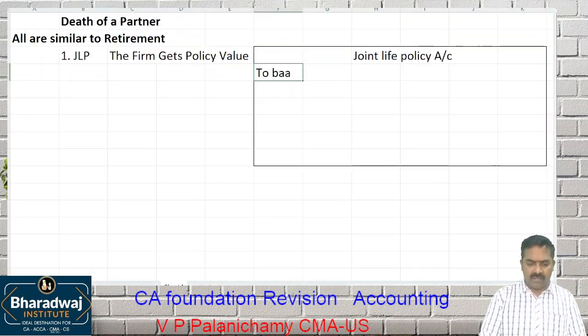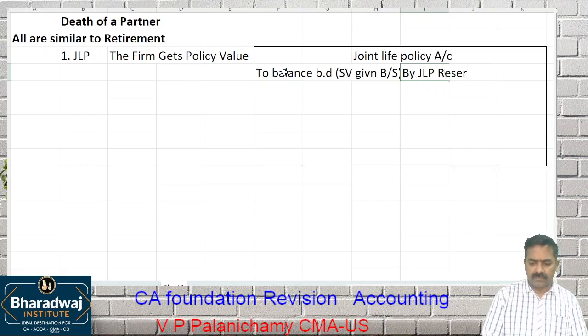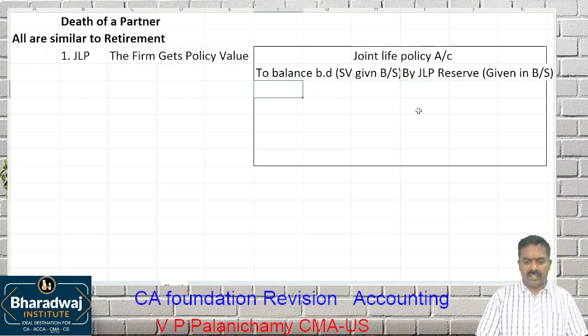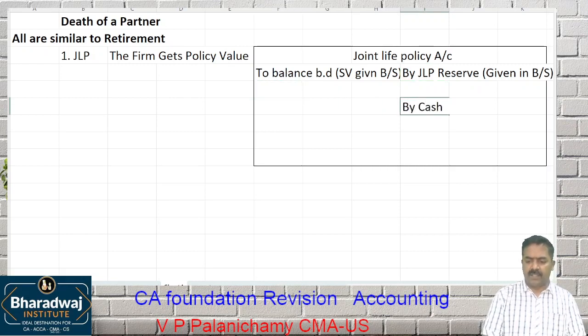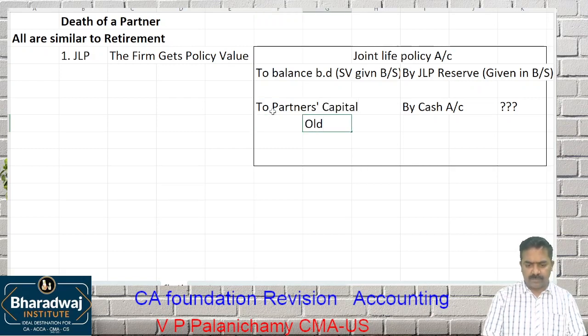Suppose if there is a surrender value given, you take it as an opening balance. This is nothing but surrender value given in the balance sheet. Then, if they give you joint life policy reserve, sometimes they maintain it with a reserve, it is given in the balance sheet, you take it. Then the cash that you receive from the insurance company by cash account is nothing but the amount received. The balance will be transferred to partners' capital in which ratio? Old ratio.